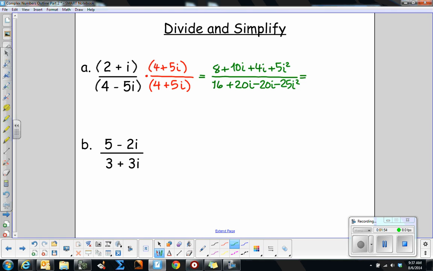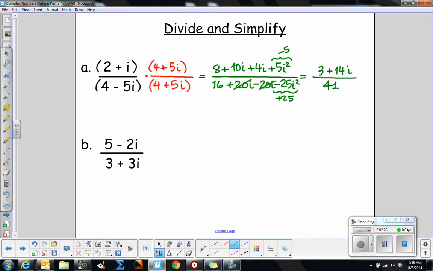I want to remember that positive 5i squared is the same as negative 5. 8 minus 5 is 3. Add the imaginary terms. In the denominator, the imaginary terms cancel out. Negative 25i squared is actually positive 25. 16 plus 25 is 41.